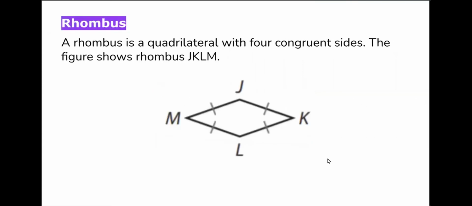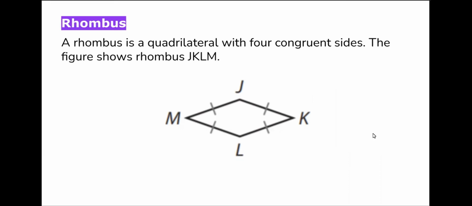The next shape, or our next quadrilateral, is a rhombus. It's a quadrilateral that's different from a rectangle because we have 4 congruent sides. It does not necessarily have its angles as right angles, but something that we do have in a rhombus is 4 equal sides, 4 congruent sides. So here in this case, we have rhombus JKLM. Notice all sides are going to be congruent to each other.